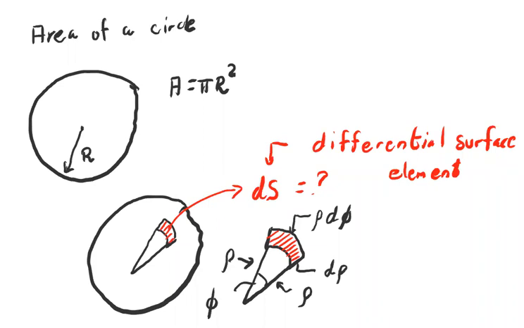Well, geometry just says all I have to do, I mean, these are differentials, so I can sort of get away with it. This thing looks like a square in the limit that the differentials get smaller and smaller. I just multiply the length of one side by the length of the other. So ds, the differential surface element for plane polar coordinates, is just rho d rho times d phi.